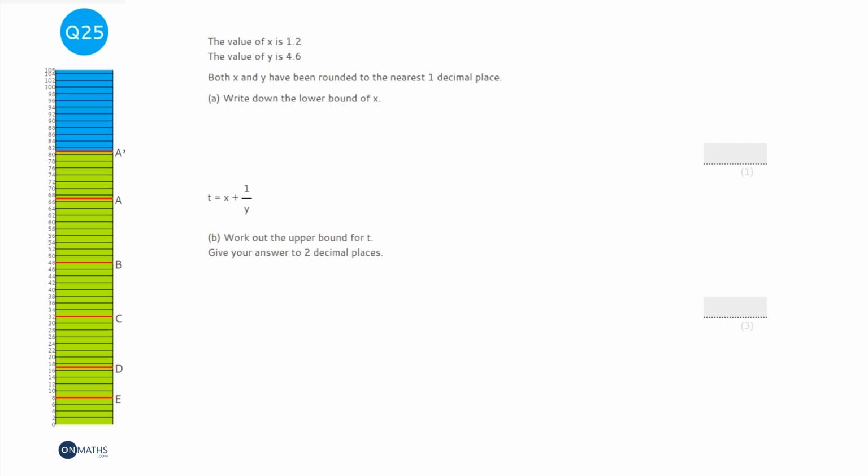The easiest way I've found to work with bounds is just draw a number line, put the number that you've got, so we're looking at x, in the middle, and try and figure out what the next number down would be. So the next number down would be 1.1, if then rounded to the nearest 1 decimal place. What's the next number up? Well, it would be 1.3.